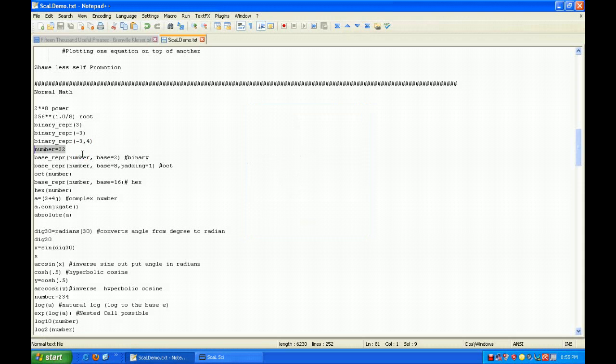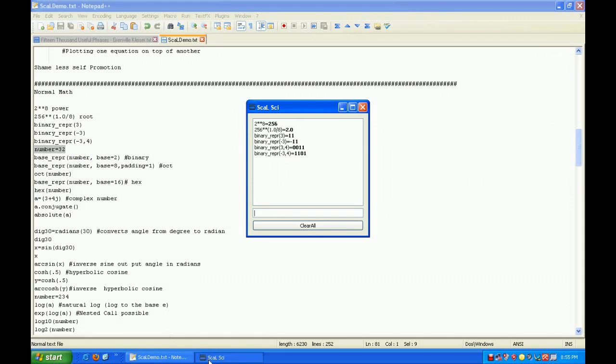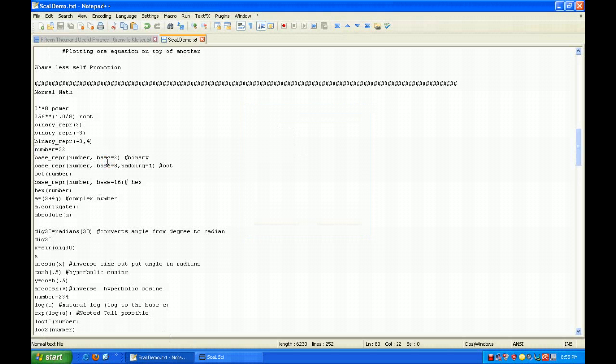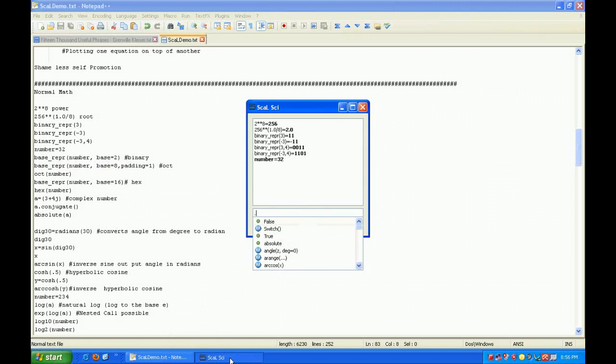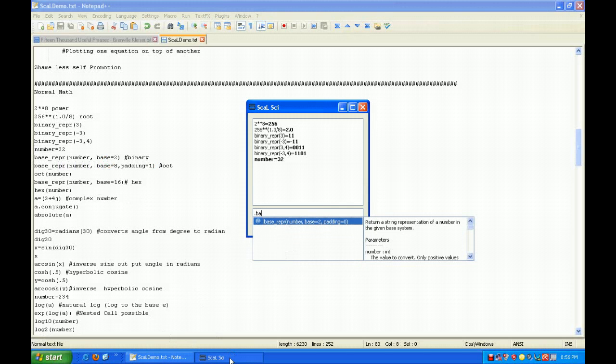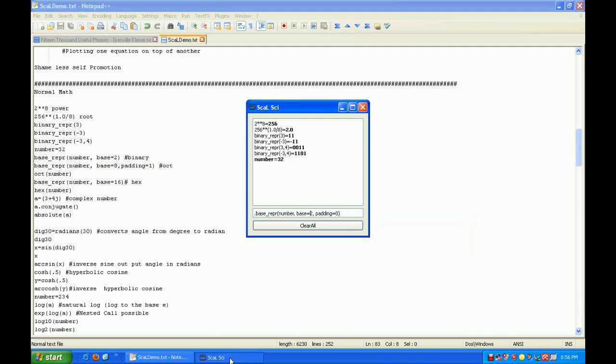In ScaL we can also create numbers, that is variables, and can do manipulation on them like base representation. Default is 2, padding is 0. Let's convert 32 into base 8, that is octal, with padding 1.